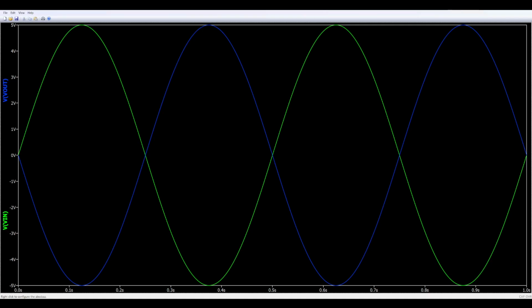Now, taking a look here at the waveform, we see our original in the green color, and then we see our output in the blue. And yes, you'll notice same amplitude, but 180 degrees phase shift.